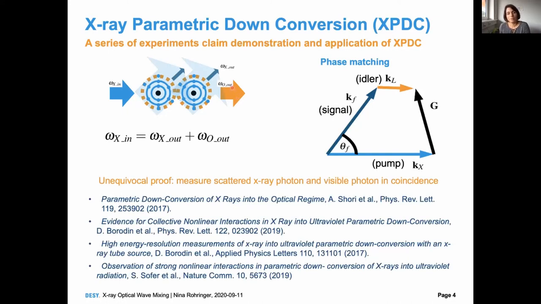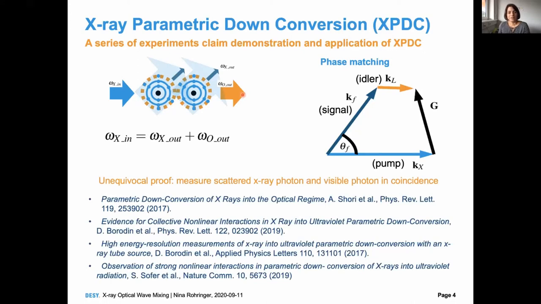The problem in experiments is that one creates a lot of other processes by having X-rays interacting with diamond, for instance. Your detectors would actually be swarmed by fluorescence light, so that a coincidence measurement of an optical photon and an X-ray photon is very difficult to actually employ in these experimental setups.